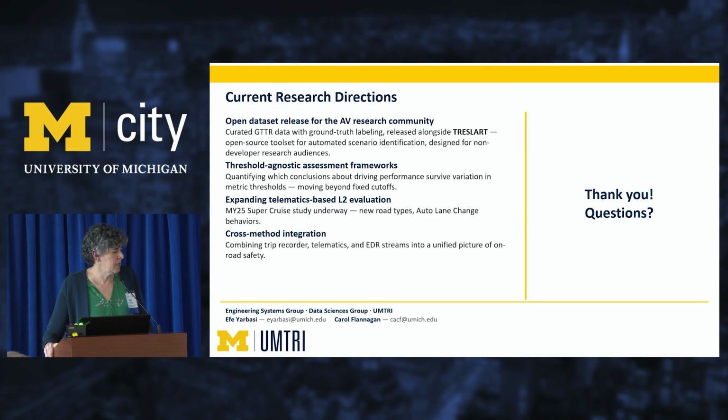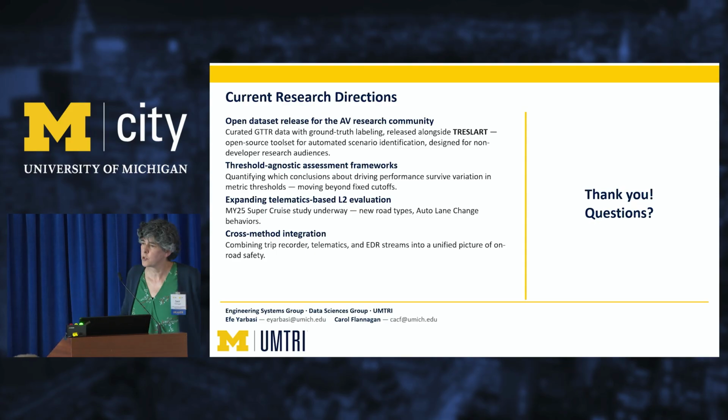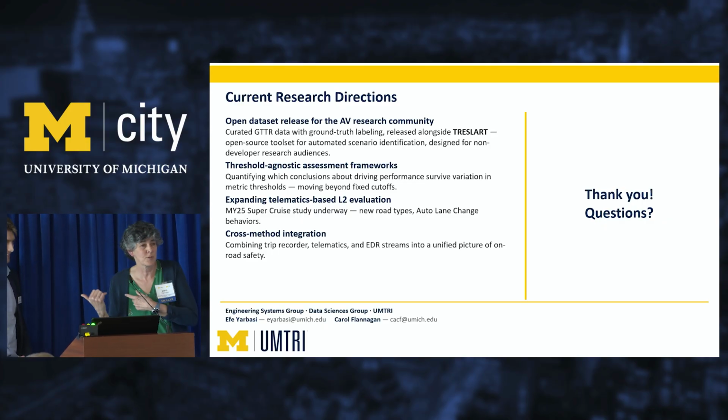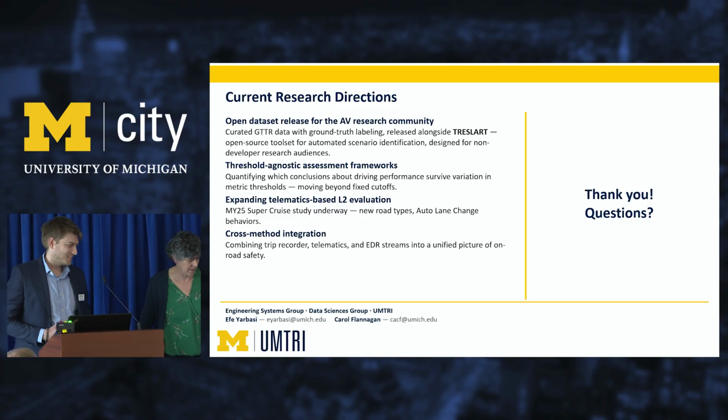This is a list of current research directions, and I think with 4 minutes we can let you read it and ask questions, unless you want to. There's a cool one in there, the threshold agnostic. Since we just talked about thresholds, we can just get around it. Why don't you talk about that?